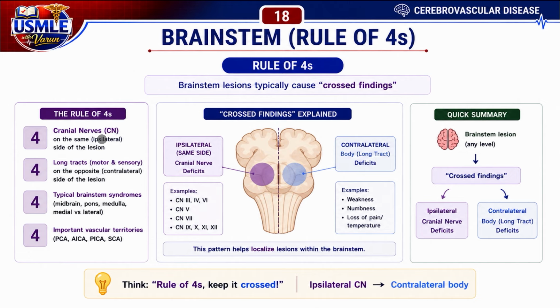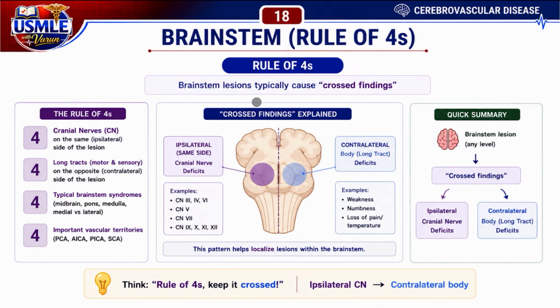Brainstem lesions usually cause crossed findings, meaning that cranial nerve deficits on one side could lead to a body deficit on the opposite side. So this helps us localize the lesion quickly. So this rule of four helps us localize lesions very quickly.